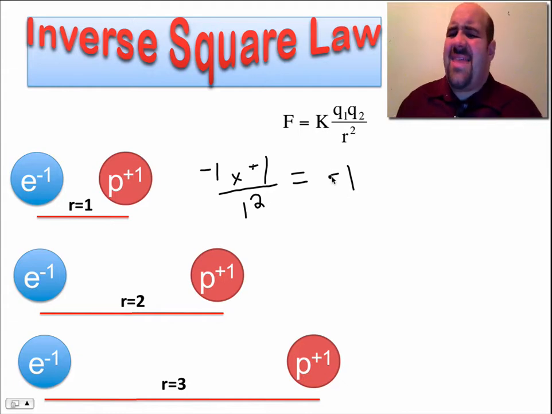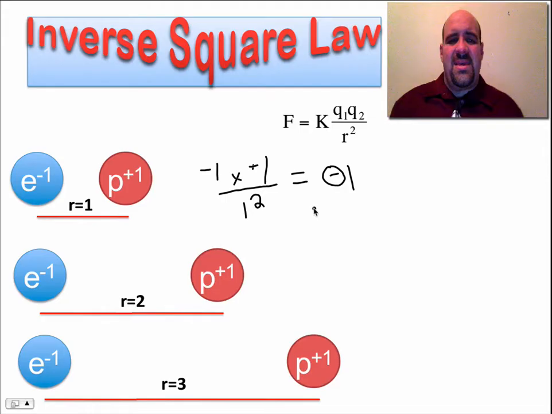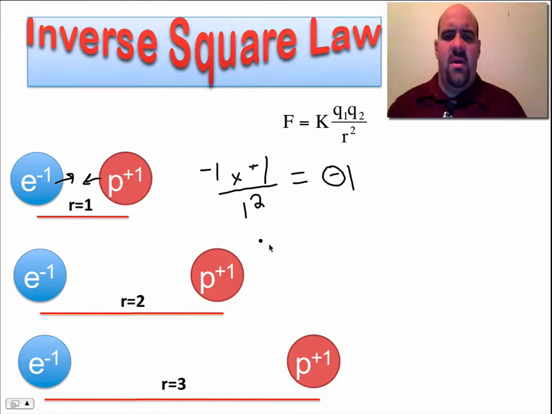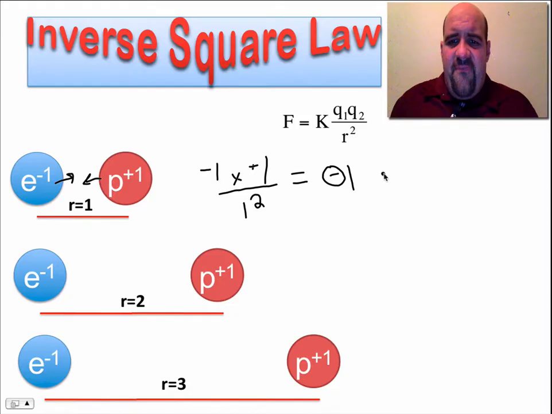And what I'm going to tell you, that negative sign, all it really means right now is that the force is attractive between these two particles. They will be attracted to one another. If it was positive, I would say that they're going to repulse one another. If you had two protons, it would be positive. If you had two electrons, it would be positive. A negative times a negative. So we end up with a value F equals 1.